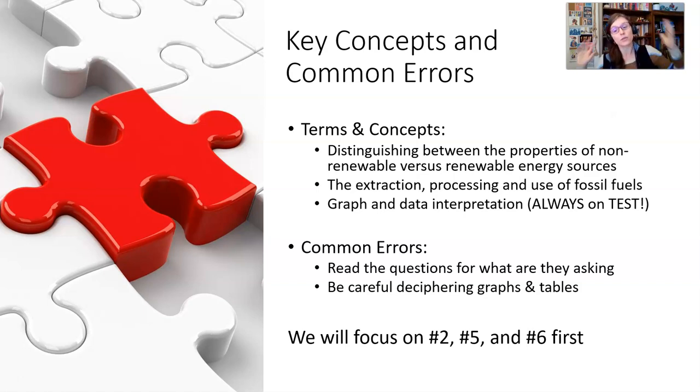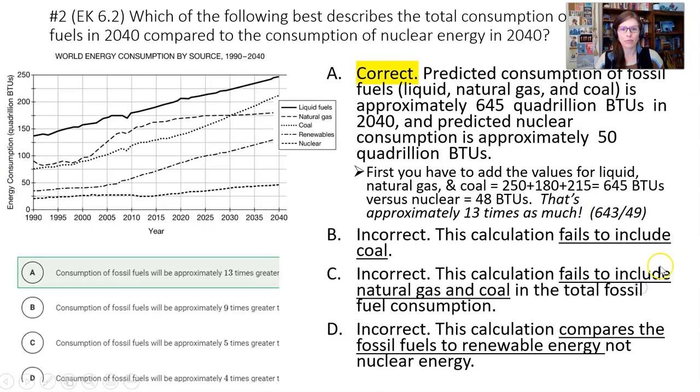So we're going to focus on questions numbers 2, 5, and 6 first, and then we'll go over the rest of them. So question number 2, which of the following best describes the total consumption of all fossil fuels in 2040 compared to nuclear energy? Well, A is correct, but why? So let's look at the why.